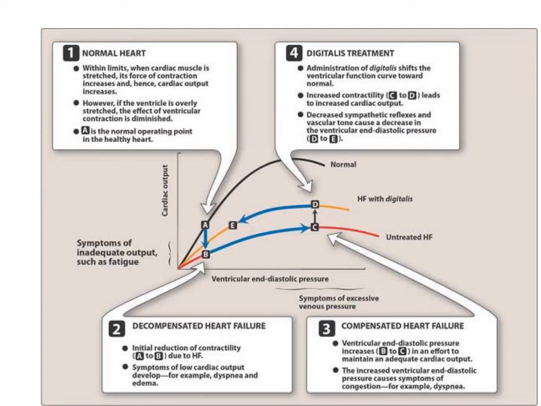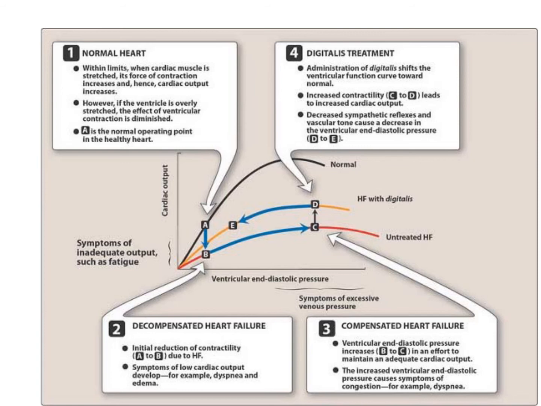How the positive inotropics and digitalis, specifically digoxin, can control or manage the symptoms of heart failure. We can see the y-axis represents cardiac output, and the x-axis ventricular end-diastolic pressure. Point A is the normal operating point in healthy hearts. So A represents healthy subjects.